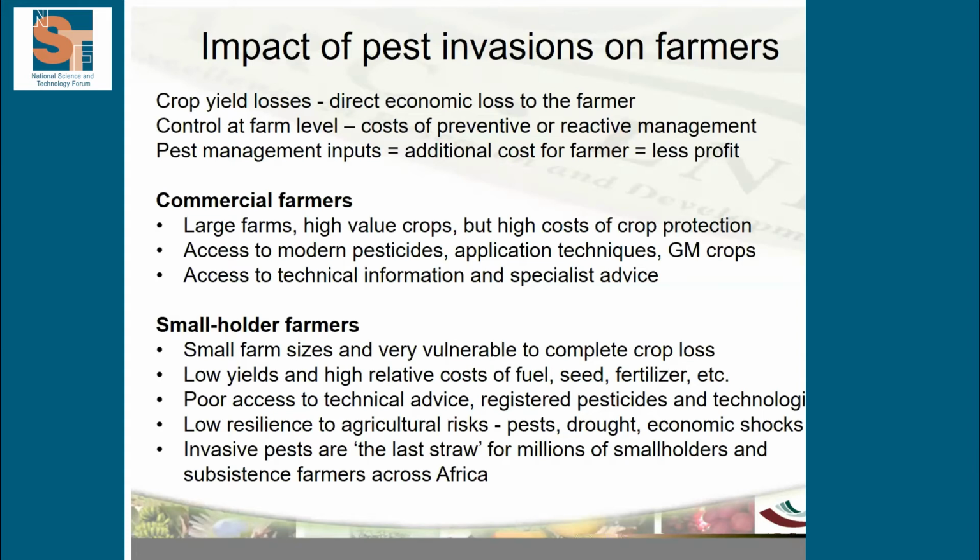To millions of smallholder farmers and subsistence farmers across Africa, the invasive and migratory pests are the last straw for their farming endeavors.